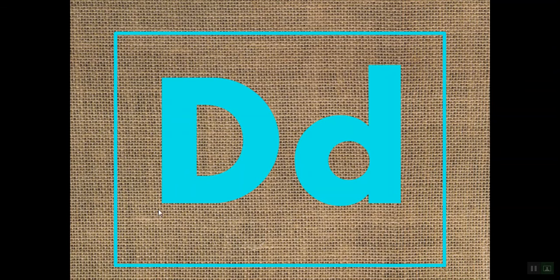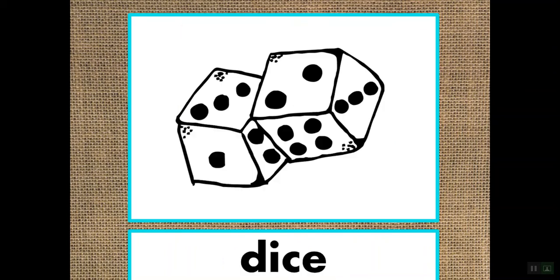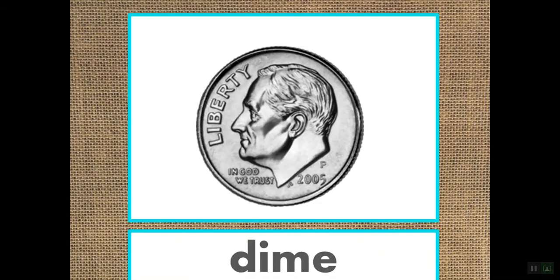Okay, now you can see our capital D and our lowercase d on the screen, and let's get right into it. All the words you're going to see with a matching picture all start with the sound D, which is our sound for the letter D. Our first picture is Daisy. Say Daisy. So after you hear me say each word, make sure you say it too. Here is dice and dime. You can hear duh at the beginning of all of these.